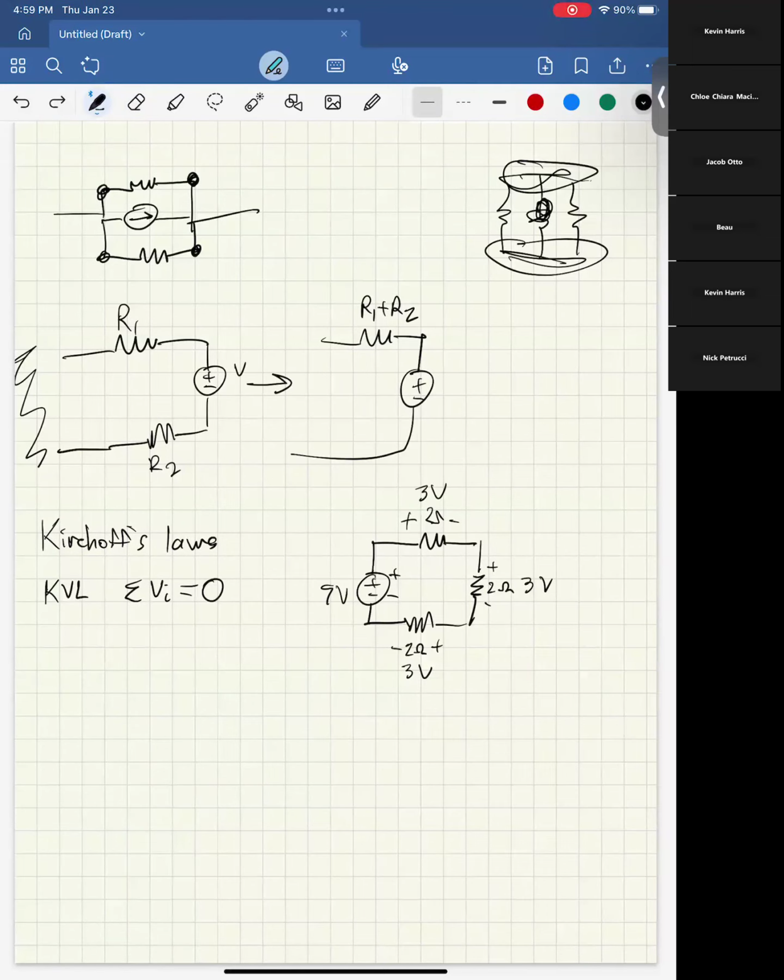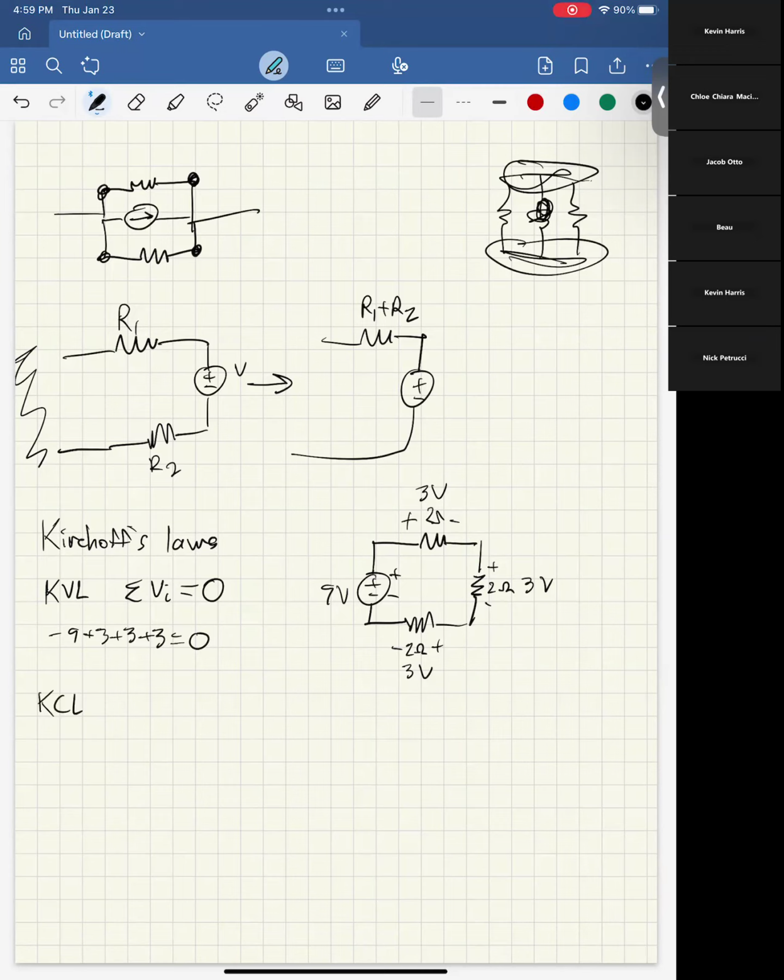The total sum of all the voltages, assuming you follow passive sign convention correctly, will be 0. So here it would be -9 plus 3 plus 3 plus 3 equals 0. Wow, that makes sense. Cool.